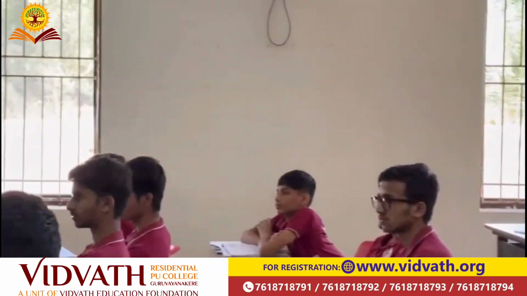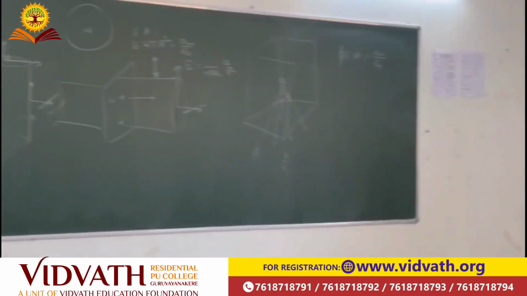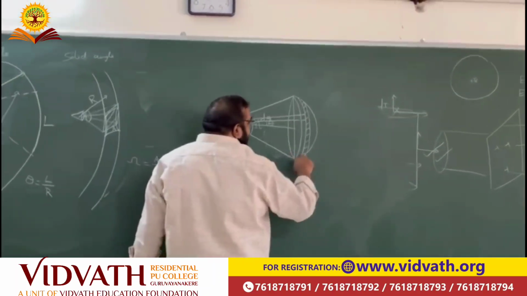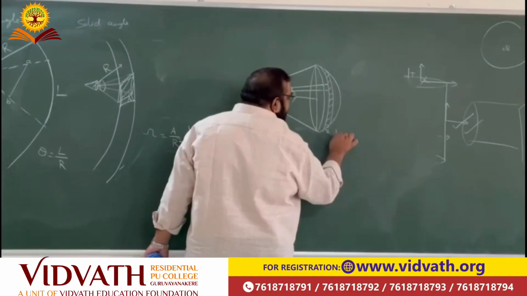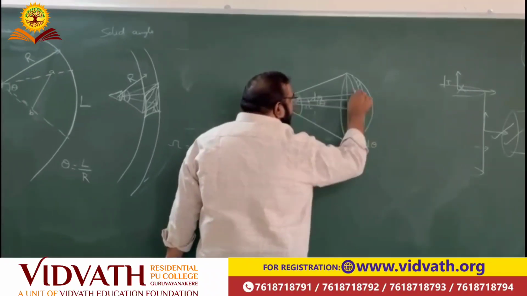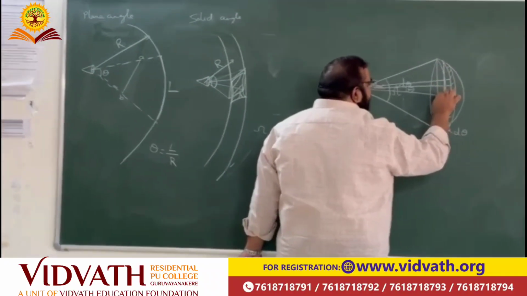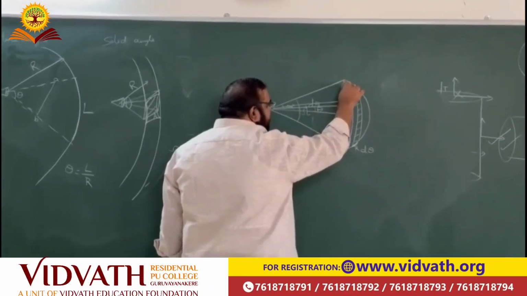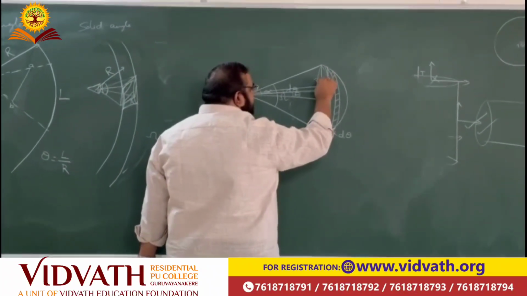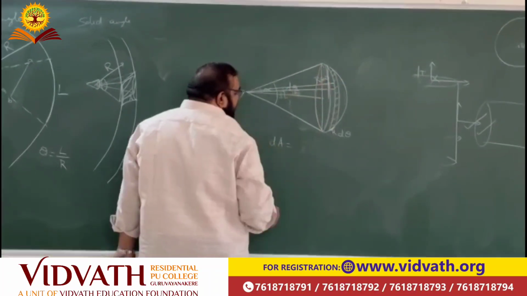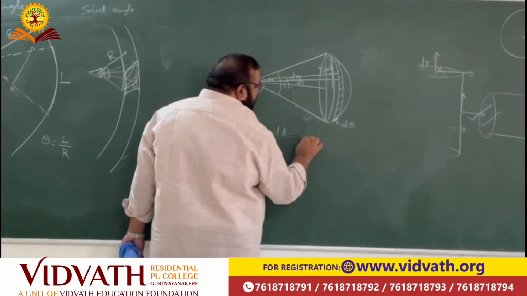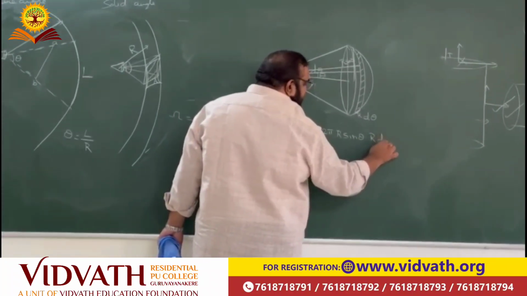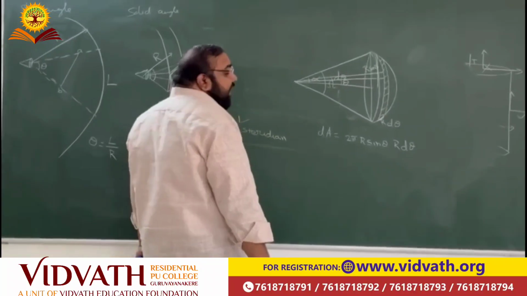The area that can be swept out by this element is periphery into its radius, I mean thickness. What is the thickness here? Length of the arc, r d theta. And what is the radius for the opposite side of this triangle? R sin theta, because it is the opposite side for this triangle. Periphery 2 pi r sin theta into thickness r d theta. This is the area that can be swept out by that element.